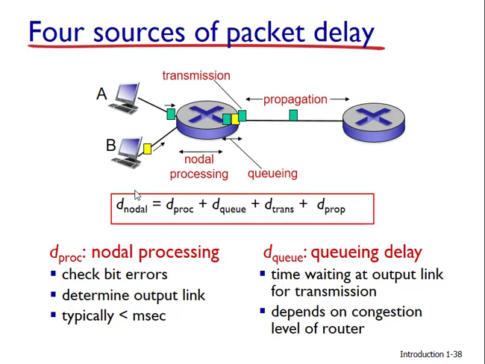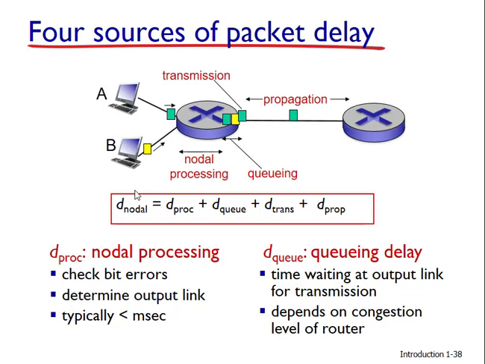The time required to examine the packet's header and determine where to direct the packet is part of the processing delay. The processing delay can also include other factors, such as the time needed to check the bit level errors in the packet that occurred in transmitting the packet's bits from the upstream node to the router. Processing delays in high-speed routers are typically on the order of microseconds or less.